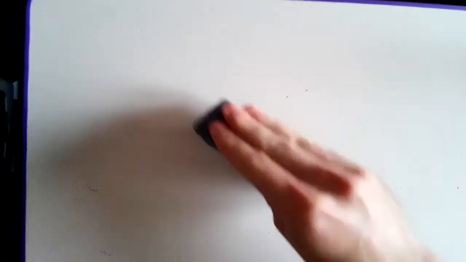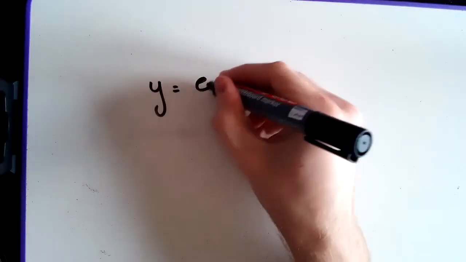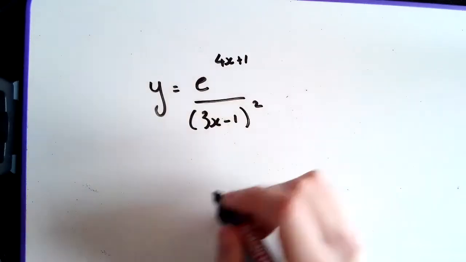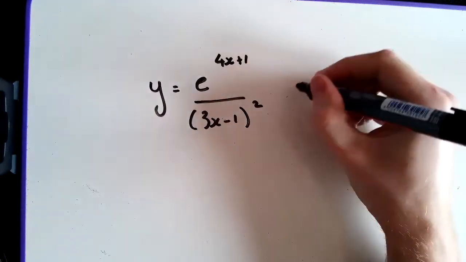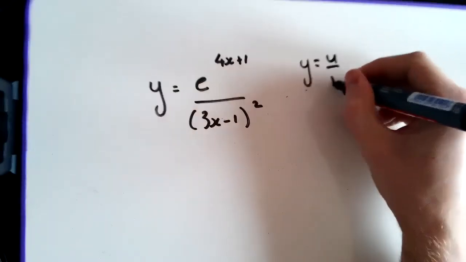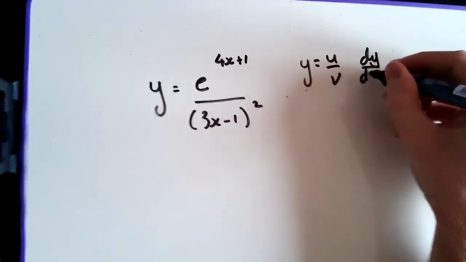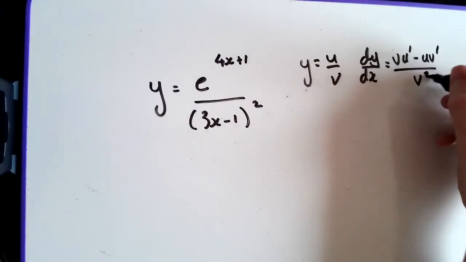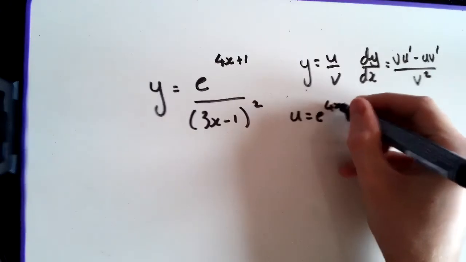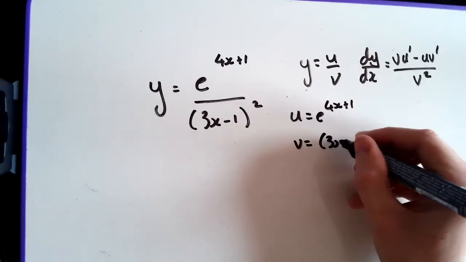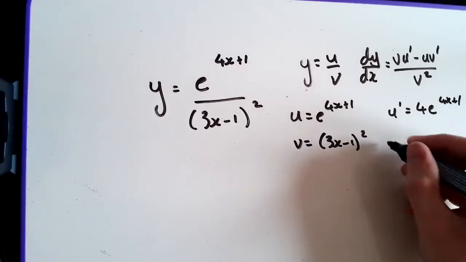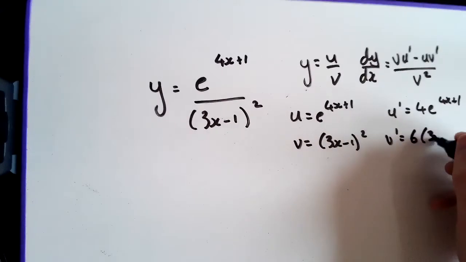Okay, number 2, we have y equals e to the power 4x plus 1 divided by 3x minus 1 squared, and we want to get the gradient, so we're going to have to differentiate. So this is a quotient rule, so the formula is dy by dx is vu dash, take away uv dash, over v squared. So u is e to the 4x plus 1, v is 3x minus 1 squared, u dash is 4e to the 4x plus 1, and v dash is 6 times 3x minus 1.